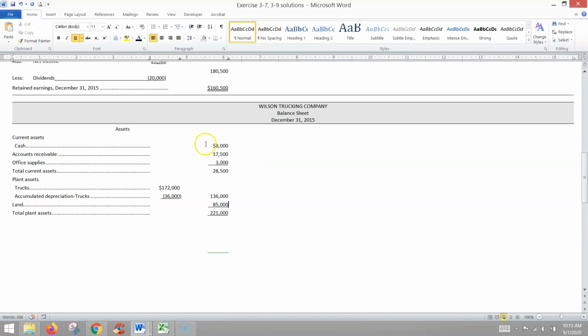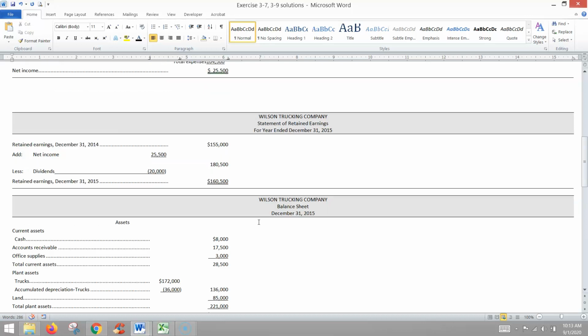So we have one current asset, that's cash. Then we list, these should be indented, accounts receivable and office supplies, which are all current assets. Then we have our plant assets. The trucks less the accumulated depreciation gives us the book value for our trucks. We add land, and we end up with our total assets of $249,500.